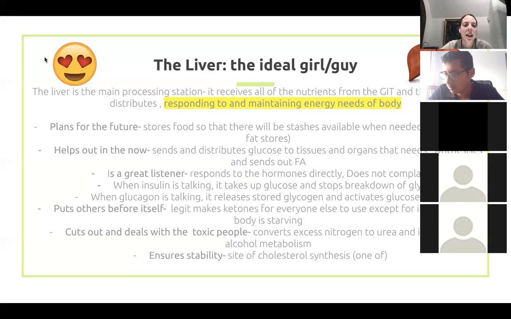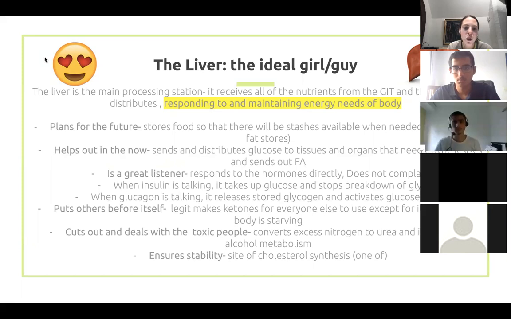Yeah, I'll let you back in. It also, I said, cuts out and deals with the toxic people. It converts excess nitrogen to urea, and it's also the site of alcohol metabolism, dealing with lots of the harmful things that we put into our body. And then it also ensures stability, this stability being cholesterol, because the liver is one of the sites of cholesterol synthesis. Cholesterol is used in cell membranes to keep the strength of the cell membrane. But yeah, the liver's pretty awesome.